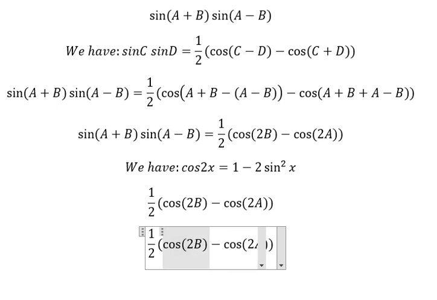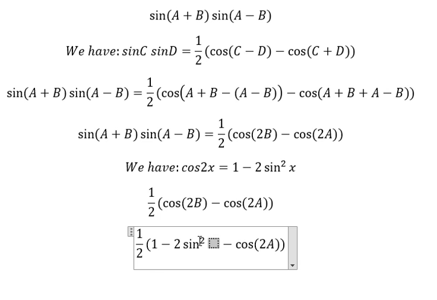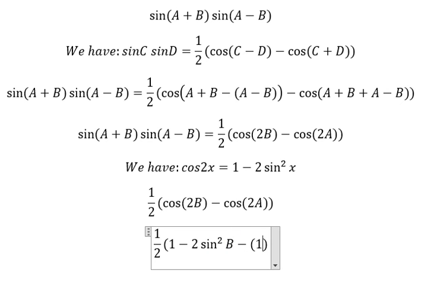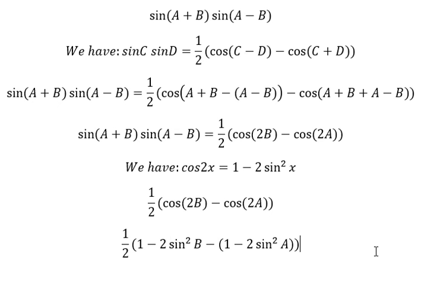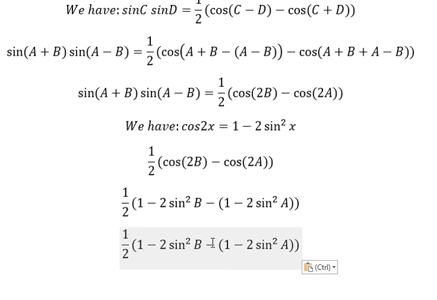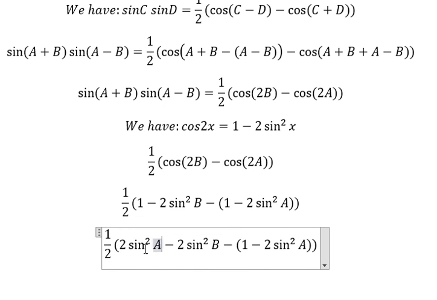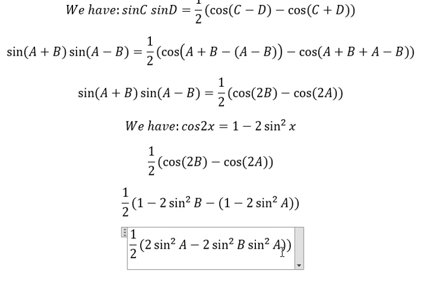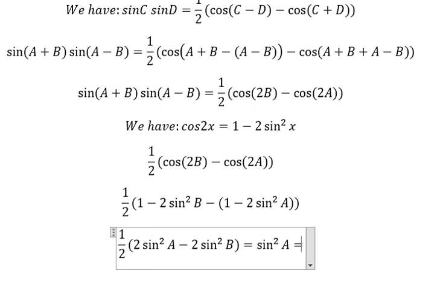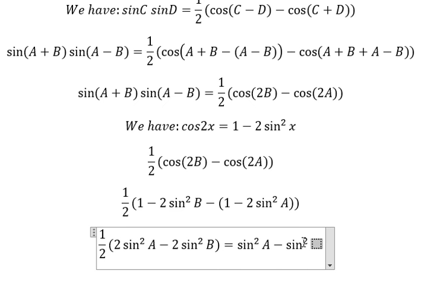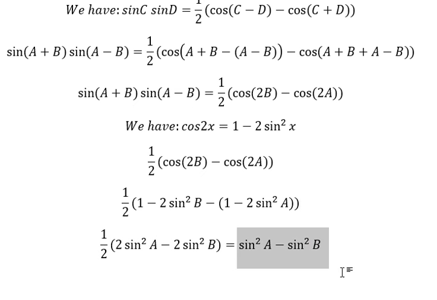So this one we have 1 minus 2 sine squared B. This one we have 1 minus 2 sine squared A. And now we can simplify: number 1 minus number 1, we cancel. Negative, negative, we have positive. So I will put this one here. And now number 2 divided by number 2. And this is the final answer.